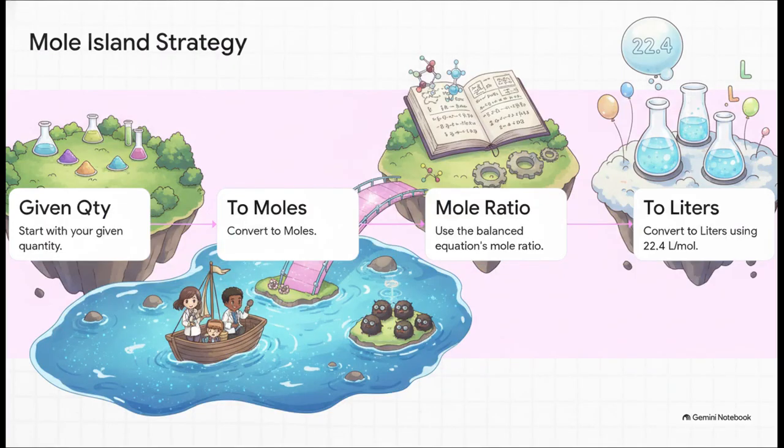To actually put this into practice, we use something called the mole island strategy. Think of it like a logical visual map or a flowchart for the math. It goes like this. Step 1, you start with whatever given quantity you have. Step 2, you convert that quantity into moles, because moles act as the central hub of our entire map. Step 3, you use the coefficients from your balanced chemical equation to find your destination substance in moles. And finally, step 4, instead of converting back to grams using molar mass, you just convert to liters using our shiny new constant of 22.4 liters per mole.